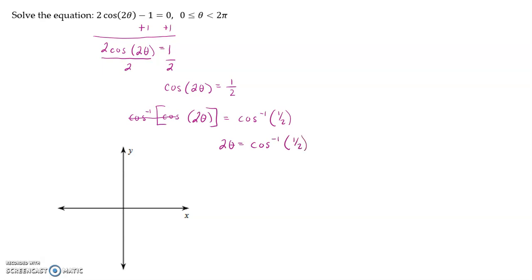Let's go ahead and work in degrees first. If we calculate the inverse cosine of 1/2, we're going to get 60 degrees. So we get 2 theta equals 60 degrees. And then we can go ahead and divide both sides here by 2. And we're going to get an angle measure of 30 degrees.